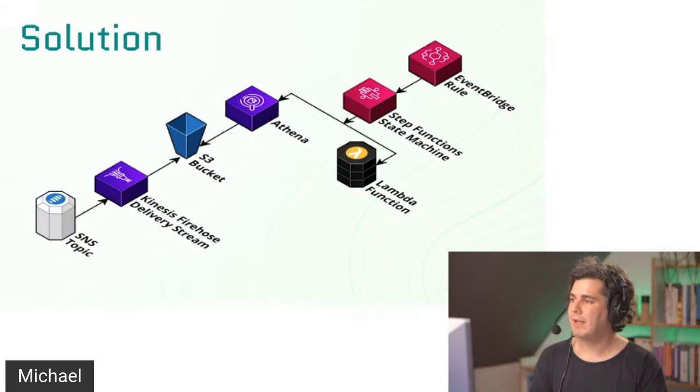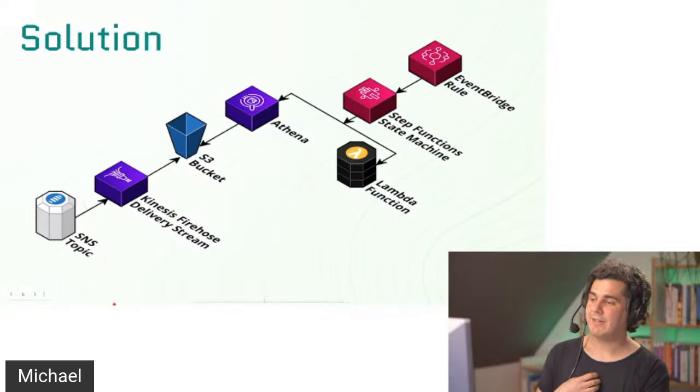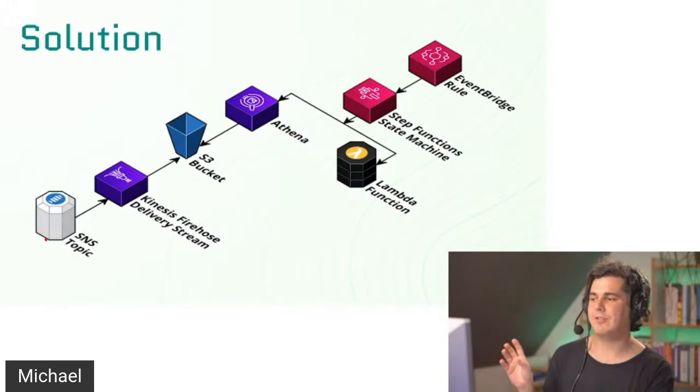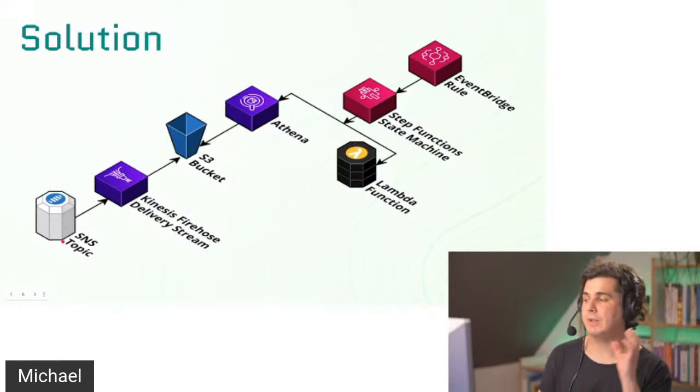So let's get started. So in my example, I start with an SNS topic, but this could be anything else like Kinesis data stream or other AWS services. But in my use case, this was an SNS topic. So all the events were pushed to an SNS topic. And what I did then, I subscribed the SNS topic to a Kinesis Firehose delivery stream.